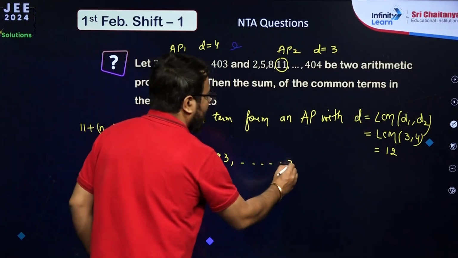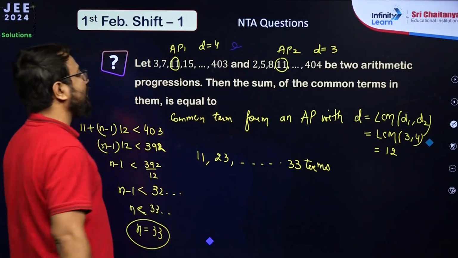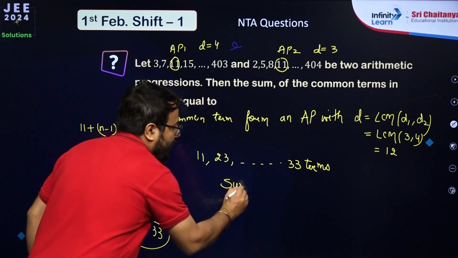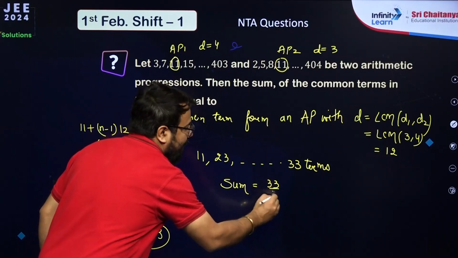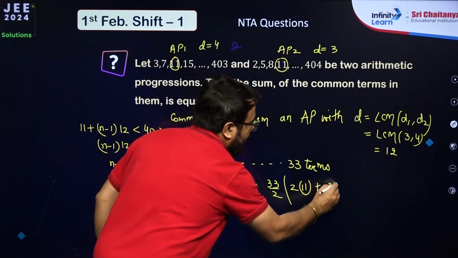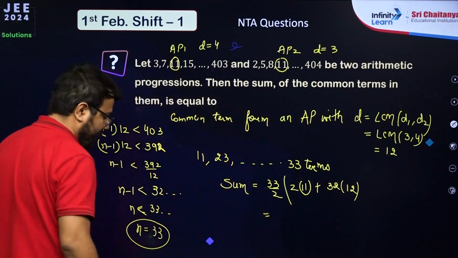So in this AP, how many terms are there? 33 terms would be common between these 2 arithmetic progressions. Now we want to get the sum of these common terms. I will be writing it as n upon 2, 2a plus n minus 1 into d. In this way, we will be able to get the final answer.